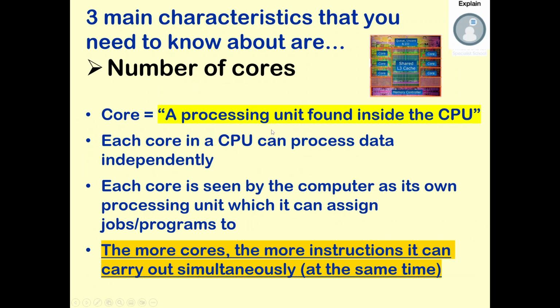Also that affects it is the number of cores it has. Now a core is a processing unit within the CPU. Each processing unit or core can carry out the FDE cycle on its own, one FDE cycle. So if you have two cores, it means it can do two FDE cycles at the same time. If it has four cores, it can do four FDE cycles at the same time. The more cores, the more instructions it can carry out simultaneously at the same time.